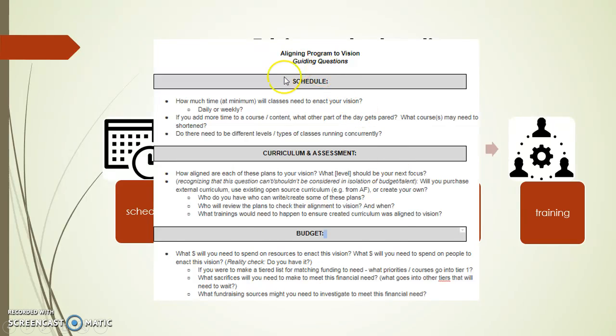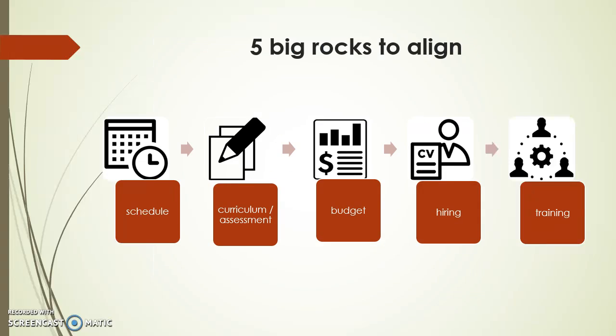So if you're thinking about schedule, here are some questions to ask yourself about how to create a schedule that will make it possible to have your content vision in place. So like I said, these are the 5 big buckets. I'm going to give just a very quick case study for each, then push you to the questions that you can use to do this work yourself.